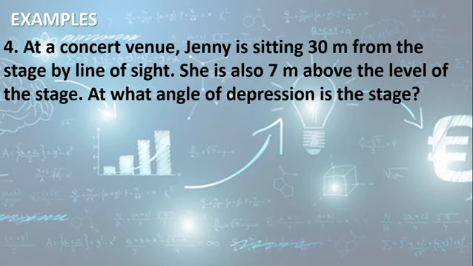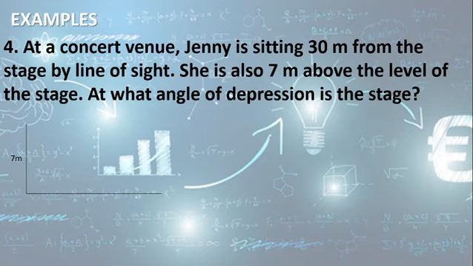Now, if I were to solve this question, the first thing I'll need to do is to indicate the level of the stage, which is what you have right there. We have a horizontal stage, and that's the level of the stage. Now, it says that Jenny's seat is 7 meters vertically above the stage. So you have a 7 meter line that goes in the vertical direction. Jenny is sitting at the top of that line, 7 meters above the level of the stage.